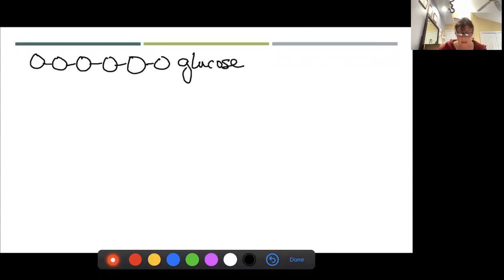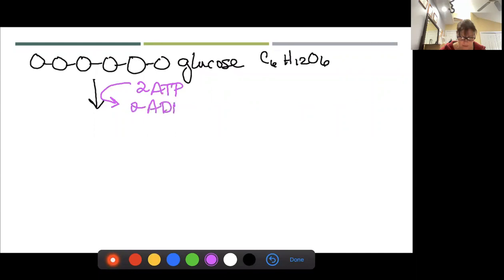Now there's more than just carbons on this, right? It's C6H12O6, but we're going to follow the carbons. And the first thing that we're going to do is what's called our investment phase. I'm going to shorten some of the steps because I'm running out of space here. We're going to invest 2 ATPs, and then we'll get 2 ADPs out. And then from that, we end up getting glucose 1,6-biphosphate. So we stick those phosphate groups on that molecule.